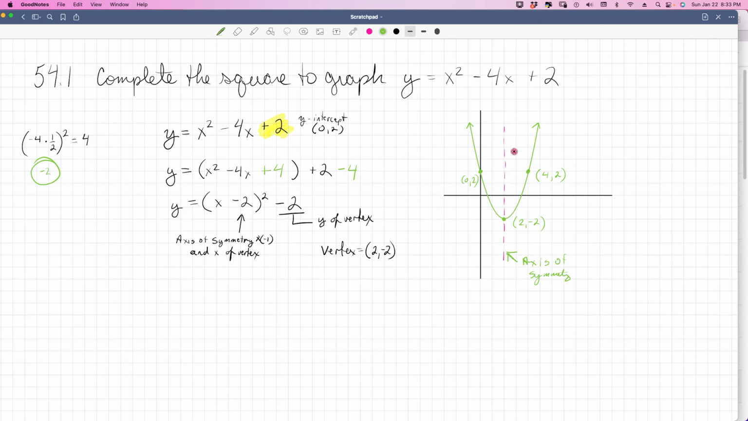Then you just use the axis of symmetry and your y-intercept to get the mirror imaged point, or the balancing point, and then you graph. Those are your steps. All right, so we have one more.